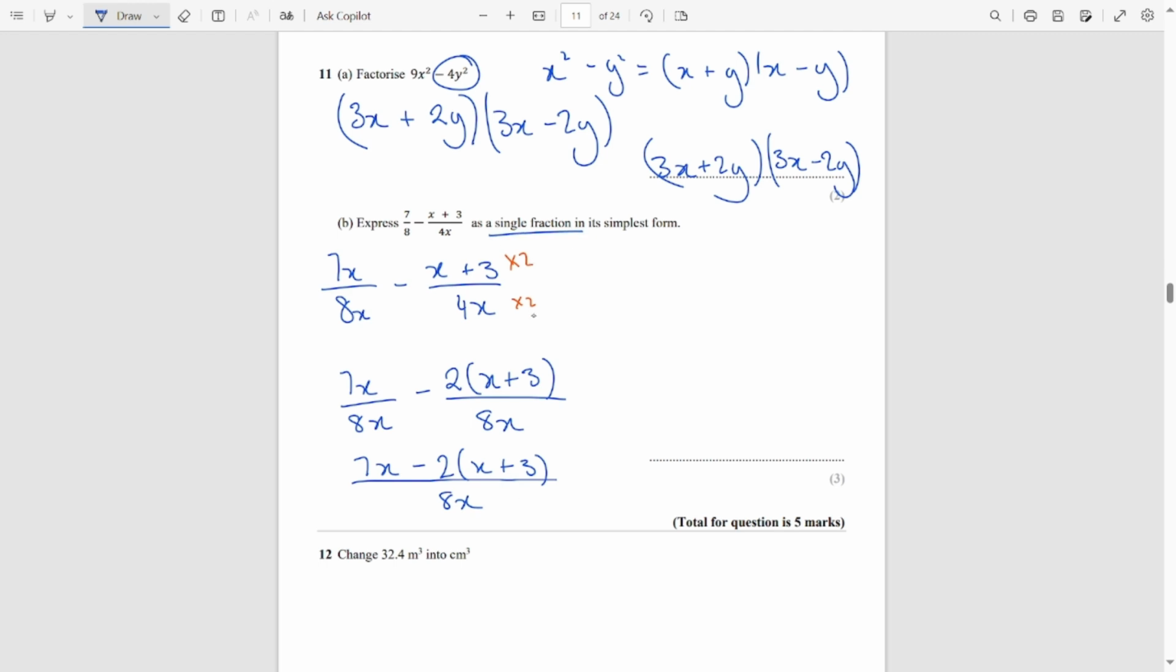So I've done this bit, writing it as a single fraction. However, I don't think this is yet in simplest form. I'm going to expand out that bracket. 7x minus 2x minus 6 over 8x. And then let's collect those x terms. So 7x minus 2x is 5x minus 6 over 8x. And then I think that looks like all we can do. And so now it is pretty simplified.